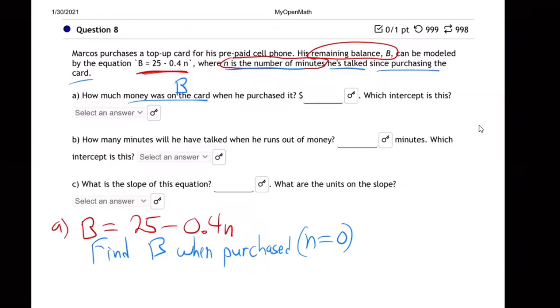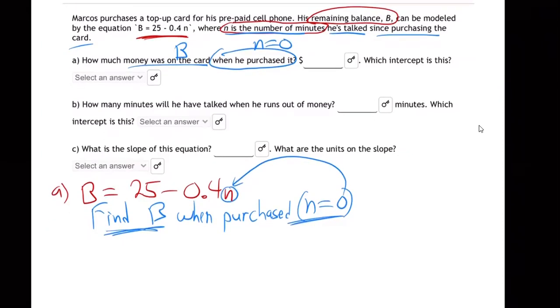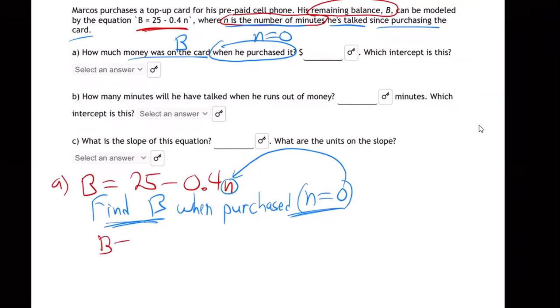Well, if they're asking me right when he purchased the card, n is 0 because he hadn't talked for any minutes yet when he first purchased the card, right? N is the number of minutes he's talked since purchasing the card. So they're basically saying find B when n is 0. So you just plug in 0 right there. And that's easy math. It's all the words that are hard. 0.4 times 0, that's just gone. So B is just 25.